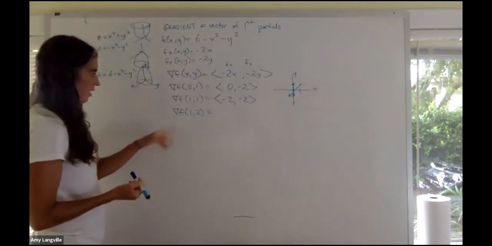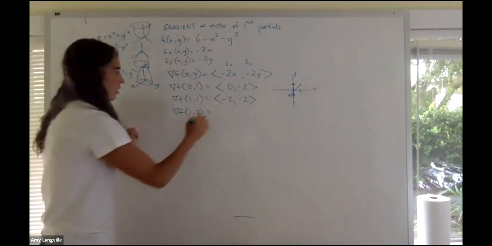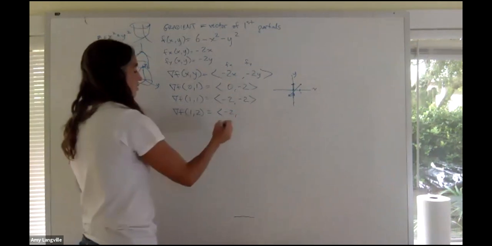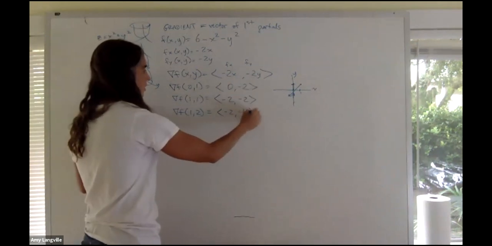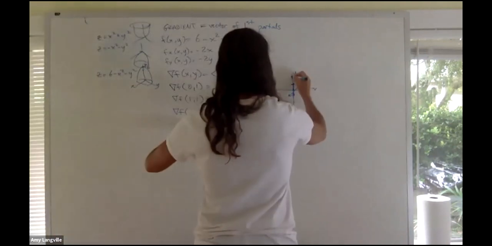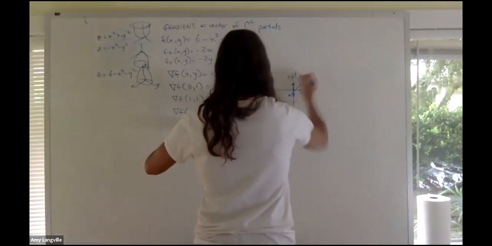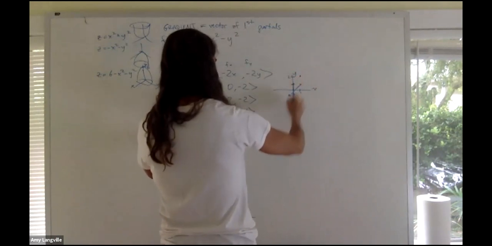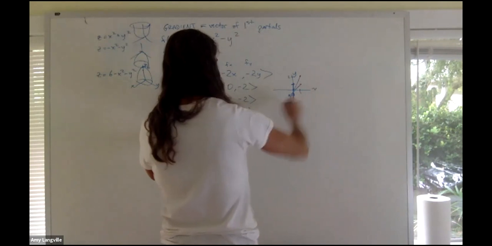One more, at the point 1, 2. So when x is 1, I'll get minus 2. When y is 2, I'll get minus 4. So I'm going to start at the point 1, 2, and I'll go -2 in the x, -4 in the y, and it would be down like this.